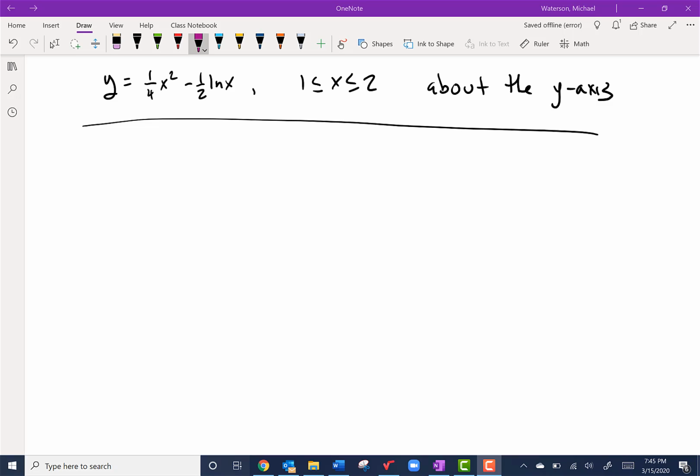Last one. We'll take 8.2. We'll look at this weird problem, all in terms of x, about the y-axis. So once again, this will be our final example in surface area. So this is weird. We have everything in terms of x's, but we want to go about the y-axis.